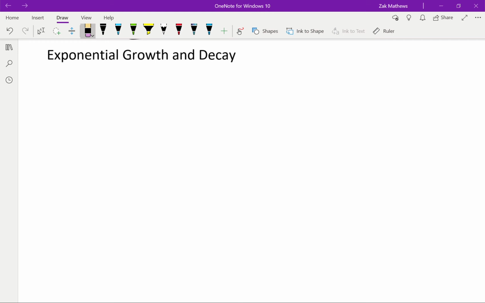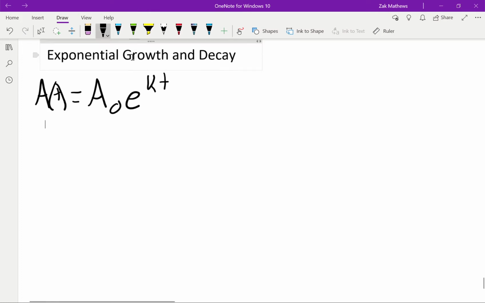In this video, we're going to talk about exponential growth and decay. So I'm going to start by writing down the equation. A is equal to A naught e to the kt power. You may also see this written A of t, just representing the function notation. So either of those formats indicating the same equation. First thing we need to do is go through this and understand the formula.